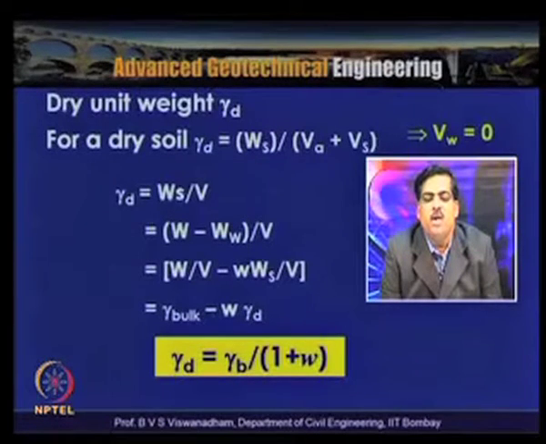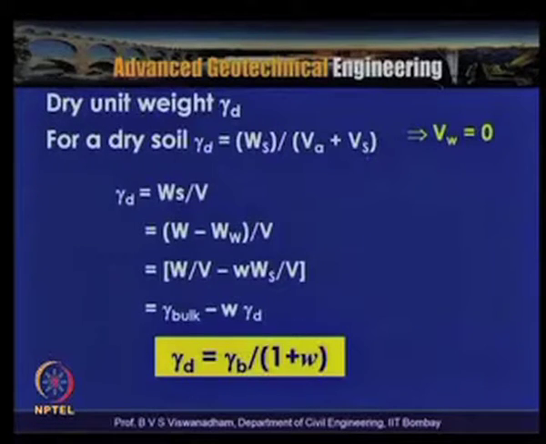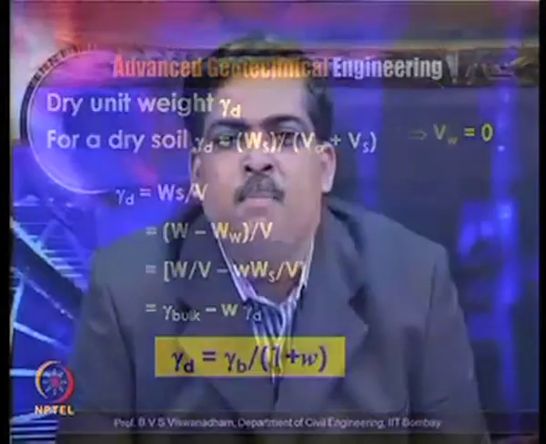Here the unit weights gamma D and gamma bulk are in kilonewton per meter cube, and the water content, usually expressed as a percentage, is used in decimal form. For example, if the soil has 20% water content, in this expression you need to use w equal to 0.2.